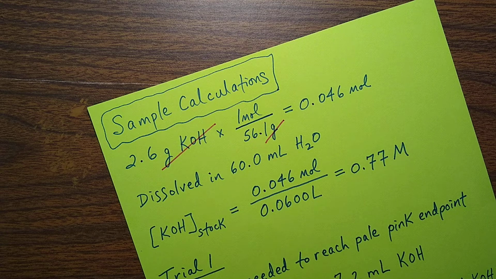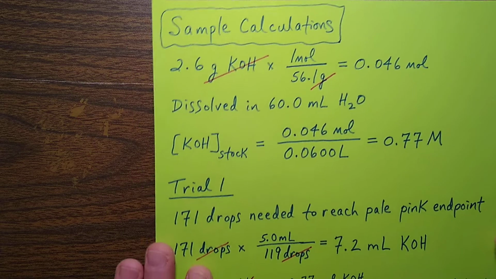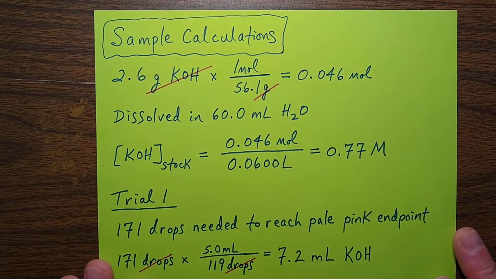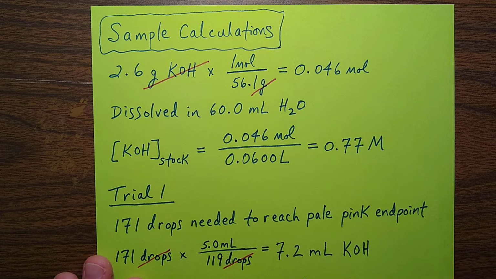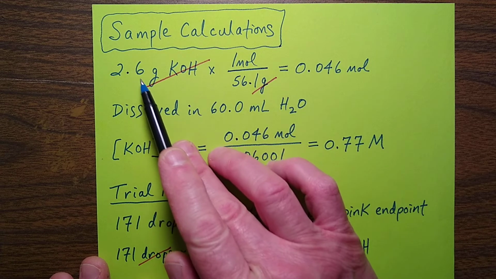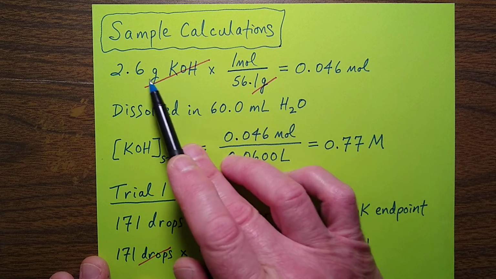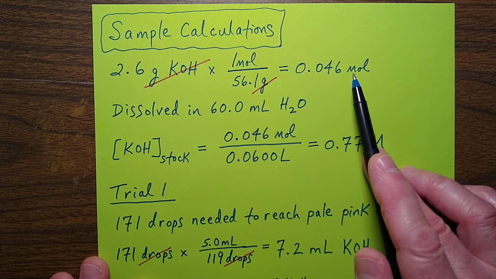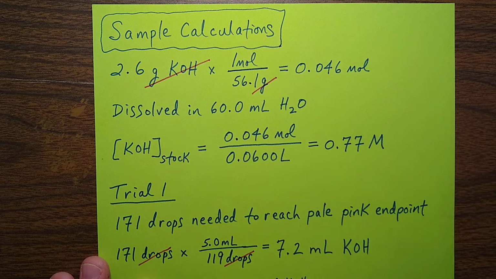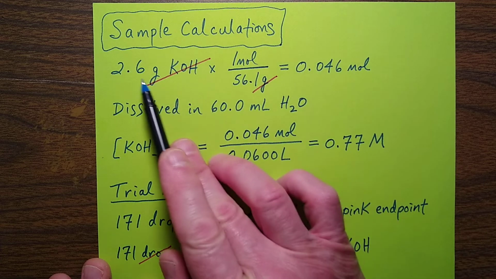Okay, so let us go through with some sample data. Again, these aren't the numbers I got. They're close, but this is how you'll do the various things that you need to do. So for instance, I made a stock solution. Let's just say I used 2.6 grams of KOH. I would need to convert that to moles. And this could actually be done in one step. If you want to show this in one calculation, you can, but I'm just breaking it up into pieces to make it a little easier to digest for you.